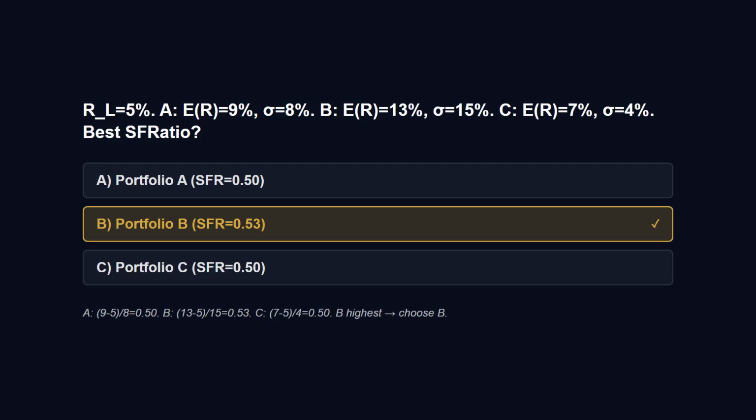The trap here is assuming the lowest risk portfolio is always best. Roy's criterion balances expected return against risk relative to the threshold. Sometimes the higher return, higher risk portfolio has a better safety ratio.